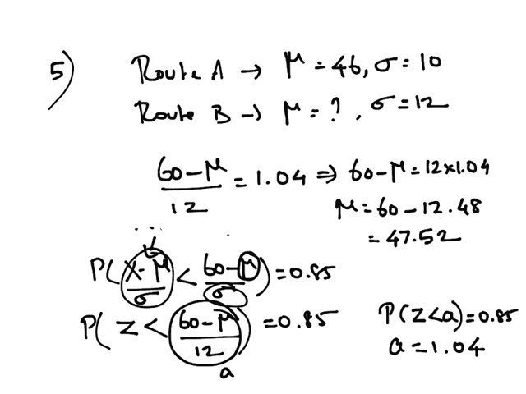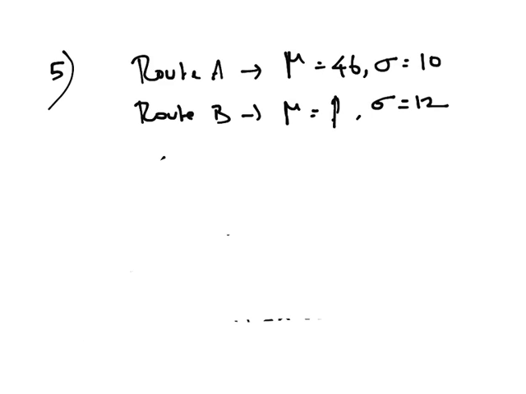Okay, let us look at the next subdivision. So this answer is 47.52, so 47.5, and sigma is 12. Now the next one is: the van sets out at 6 o'clock in the morning and needs to arrive before 7 o'clock. That means it needs to reach its destination within 60 minutes, right? Now the first question is, which route should it take? And the second subdivision is, justify your answer.